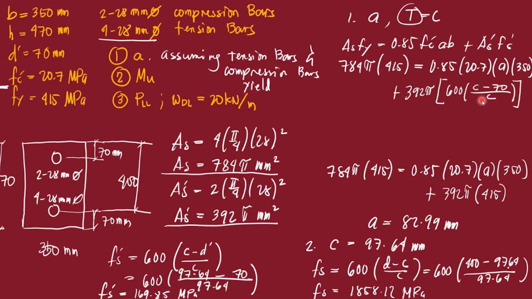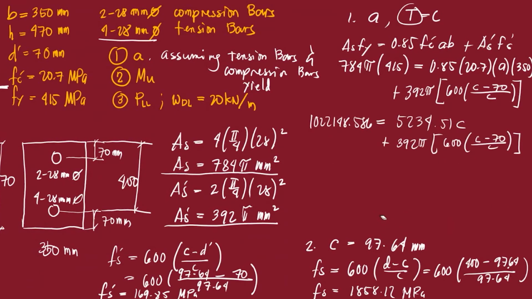Okay? As you can see, there are two unknowns: the value of your C and the A. But luckily, you know the relationship between A and C, di ba? This is beta 1 times C. So what we can do here, we can express one unknown in terms of the other. Okay, let's express A in terms of C. I'll just simplify.